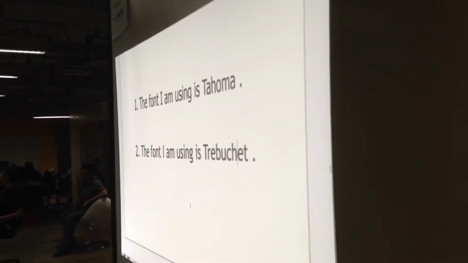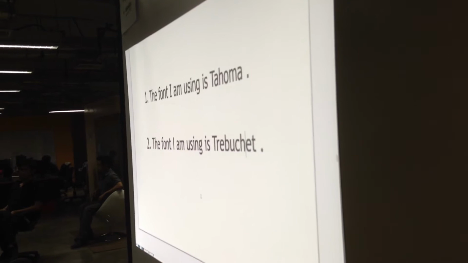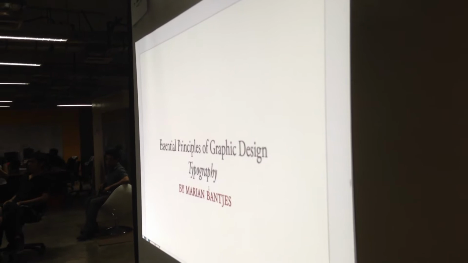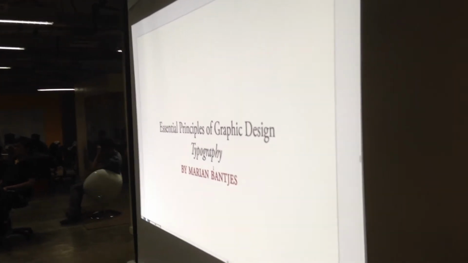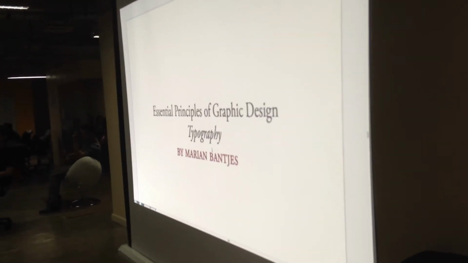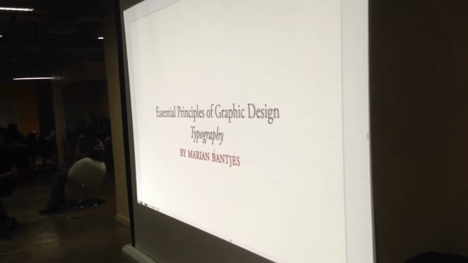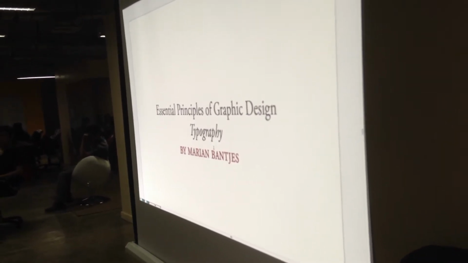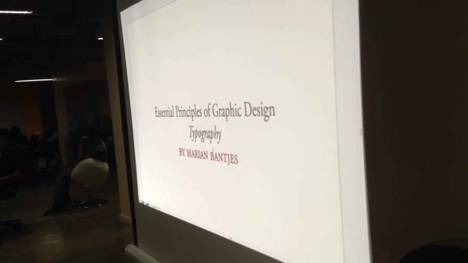So from here, I was starting to like type and I knew calligraphy, and design looked like something I wanted to get into. I started to read a few books. First was this one, Essential Principles of Graphic Design. It was this book with a bunch of case studies of designers and how they approached the work and what they did. And it blew my mind in terms of what graphic designers did.